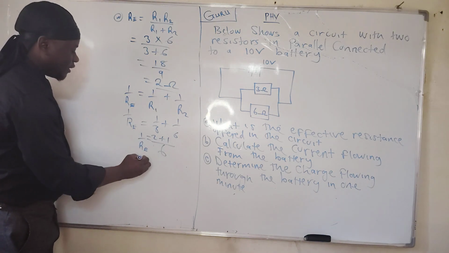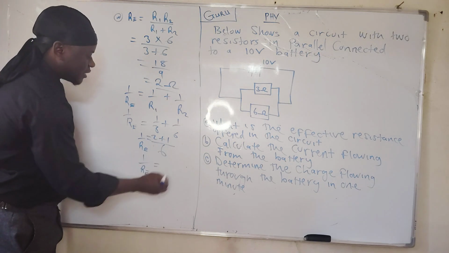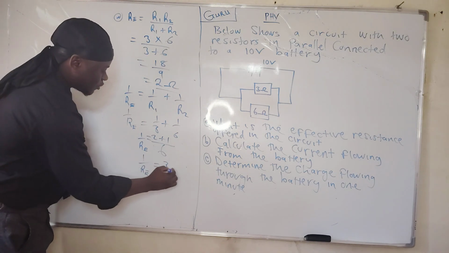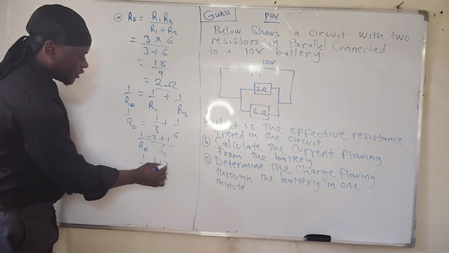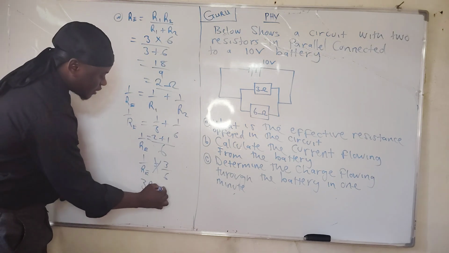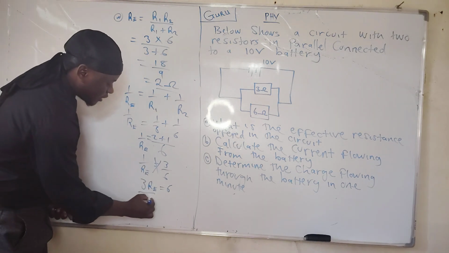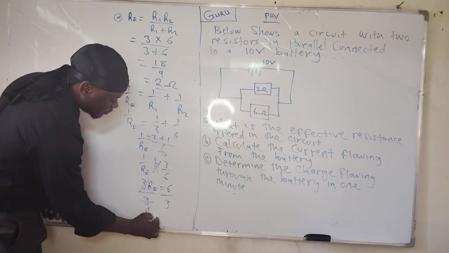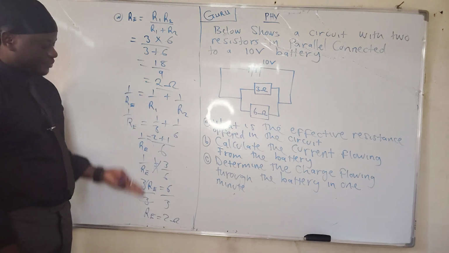Then you add here: 2 plus 1 is 3 over 6. You cross multiply: 3 times the effective resistance equals 6 times 1, which is 6. What we need is the effective resistance, so you divide both sides by 3. 3 into 6 is 2, which is the same answer as before.